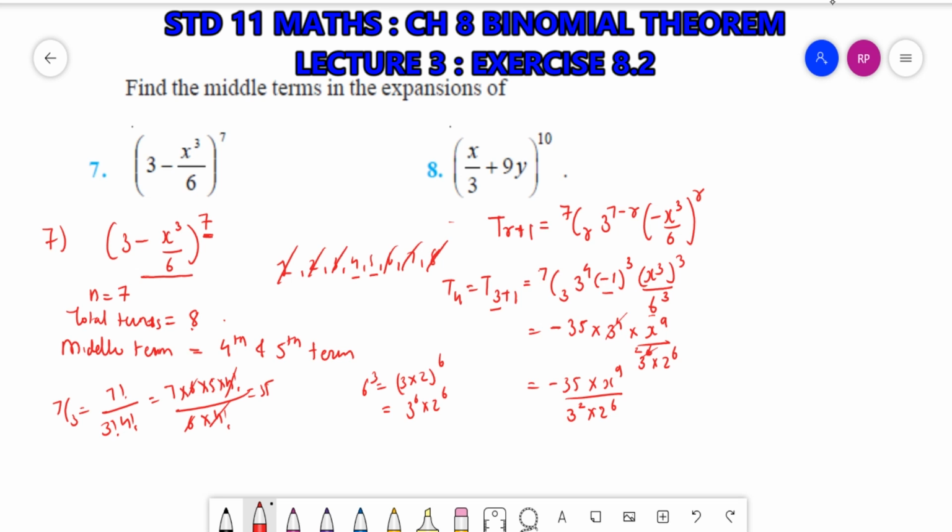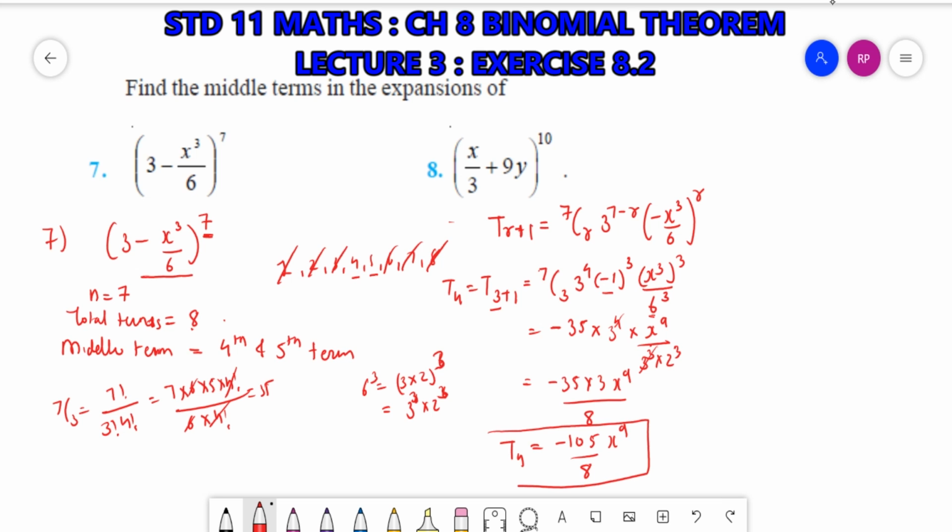Okay, sorry, we made a mistake here. 6 raised to 3, let us change. It will be 3 raised to 3 into 2 raised to 3. So 3 raised to 3 will get cancelled. So minus 35 into 3 x raised to 9 upon 2 cube, that is 8. So minus 35 into 3, that is minus 105 x raised to 9 upon 8. This is the fourth term.